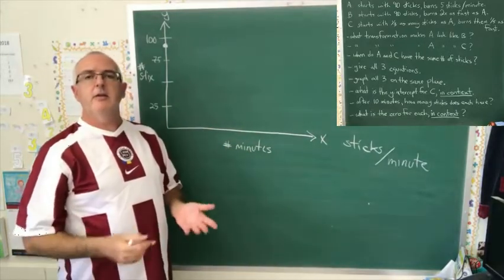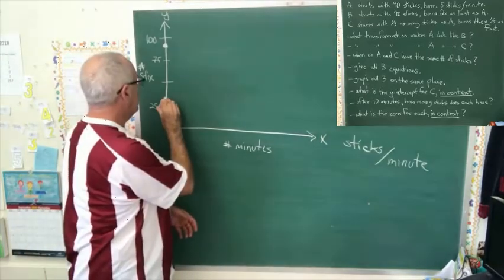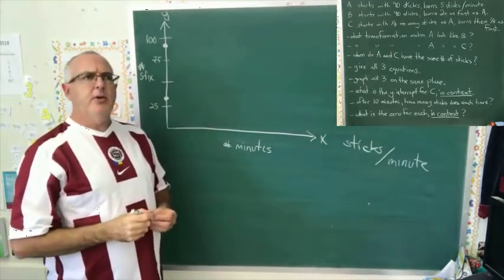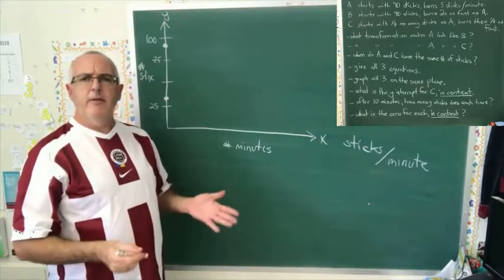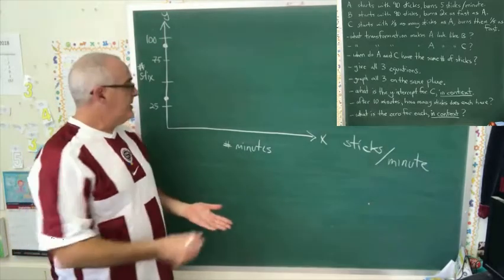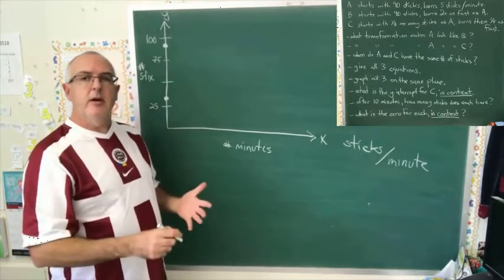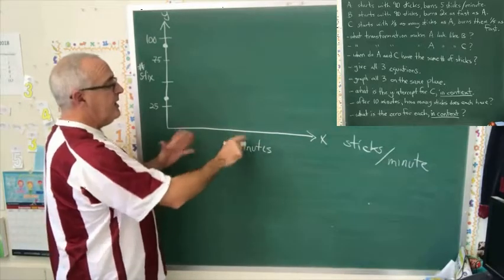C has 1/3 as many sticks as A, which we've already figured out is 30. I'll put a dot on 30 for C. And is burning them 1/5 as fast as A. Well, 1/5 of 5 is 1. C is burning 1 stick per minute. It's going to take 30 minutes for C to burn all 30 of C's sticks. So therefore 30 has to fit. So 9, 18, and 30.